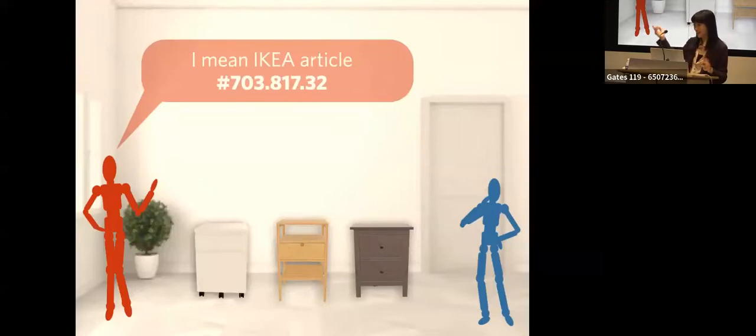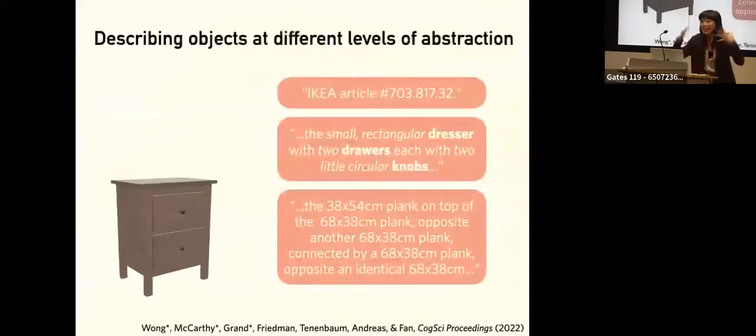This is the actual product identifier. I looked it up. This is the one. So any object can be described in a huge number of different ways. So what determines why people favor descriptions at one level of abstraction or another?